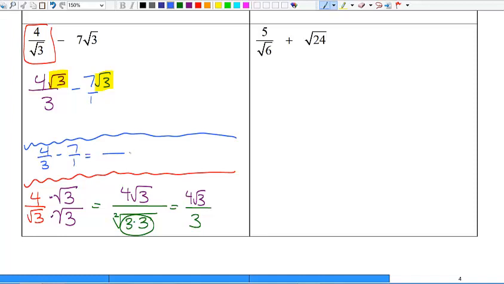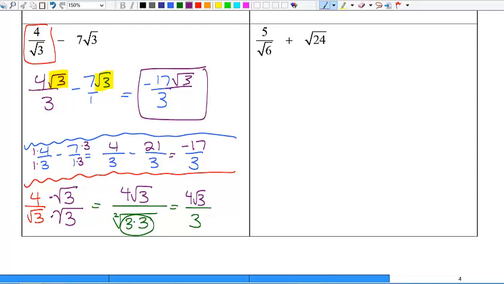I need an LCD to add or subtract fractions. So it looks like my LCD is going to be 3, which means I have to multiply the second fraction by 3 over 3. The first fraction I can multiply by 1 or just keep it. 4/3 minus 21/3 is negative 17/3. All of that work was just so that I could get the coefficient. And what happens to the radical 3 that was highlighted here? Well, that stays the same. Negative 17/3 can't reduce, and that is my final answer.